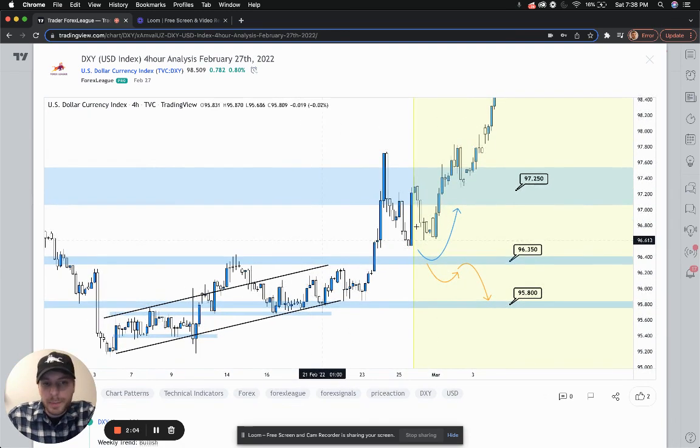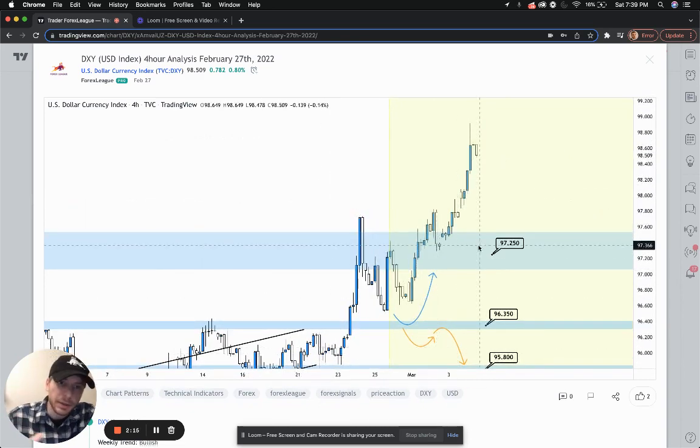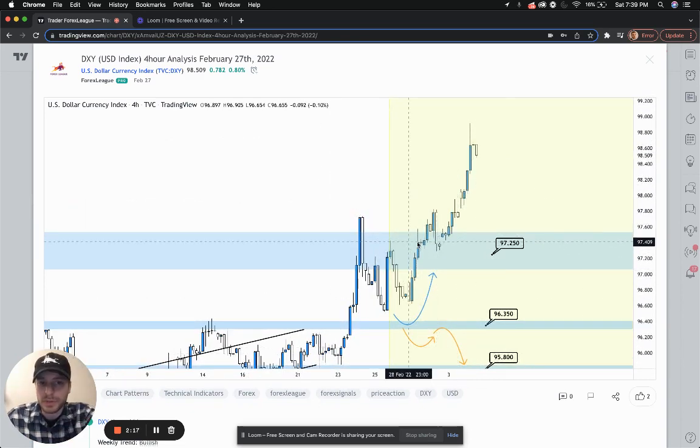So it didn't come all the way back down to 96.35, but it did come back a little bit, form a higher low close to the area, and then took off from there. So the bias was right. The dollar continued bullish. We broke through major resistance at 97.25. So now we'll have to reanalyze this Sunday and come up with a new outlook for the week ahead.